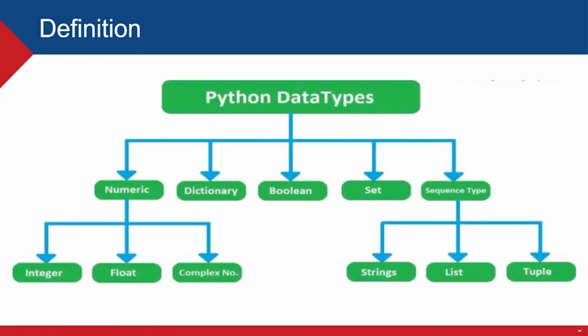Okay, so let's start off with the definition of string. Like many other popular programming languages, strings in Python are arrays of bytes representing Unicode characters. However, different from most other programming languages, Python does not have a character data type, so a single character is simply a string with a length of 1. String is a type of sequence data type in Python.